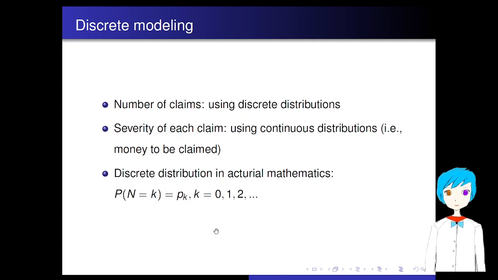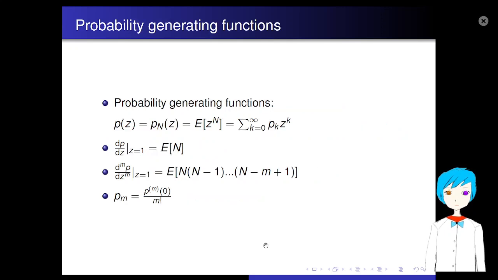In actuarial mathematics, we care more about discrete distributions when the random variable can only take non-negative values like 0, 1, 2, because the number of claims is non-negative. So the important concept is the probability generating functions.